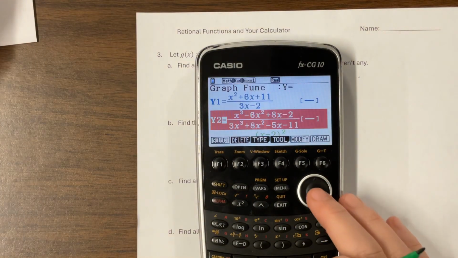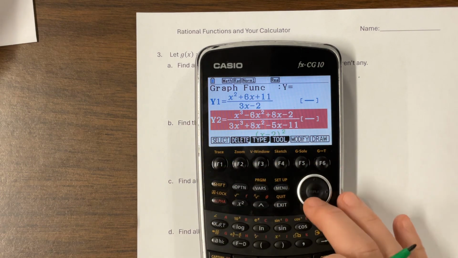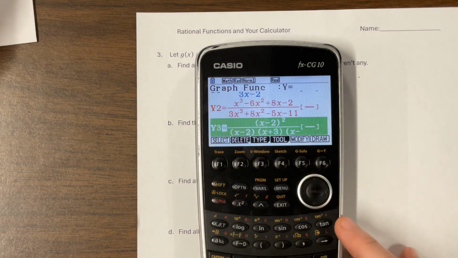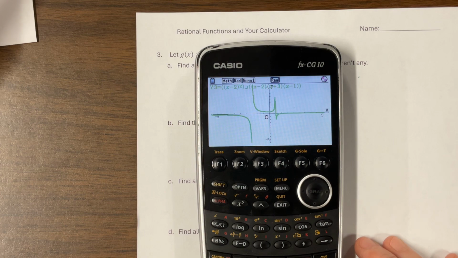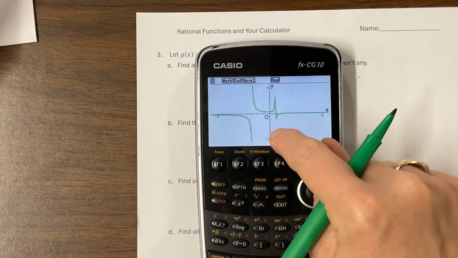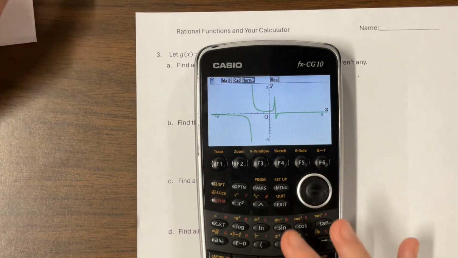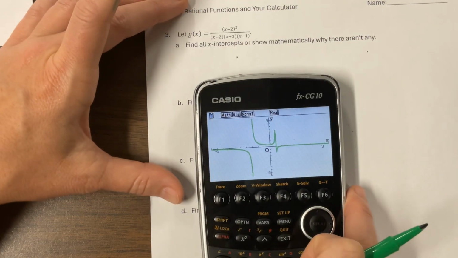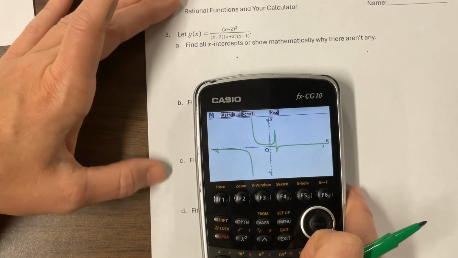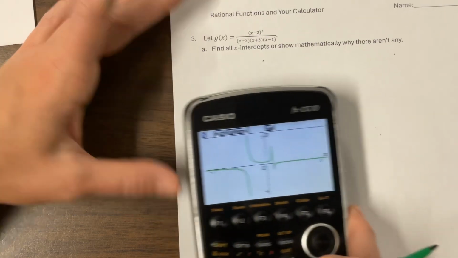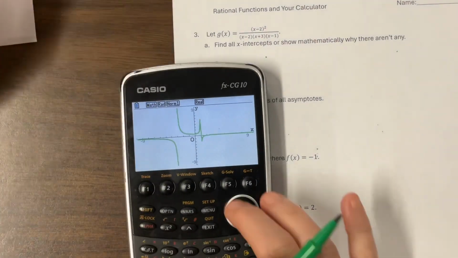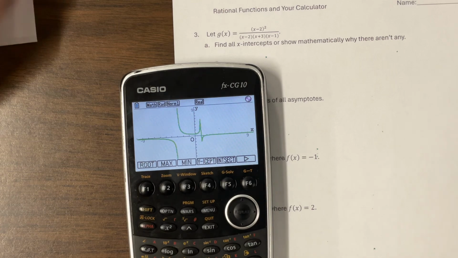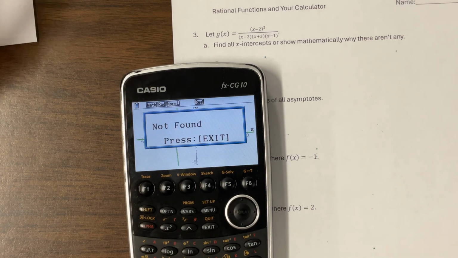And then, let's see. Okay, coming back here, turning this one off, turning this one on. Okay. I see an asymptote and an asymptote, but it's kind of hard to tell. The Desmos does a better job with showing what these asymptotes look like. Okay, find all x-intercepts and show mathematically why there aren't any. Okay, what happens with this one, let's see, gsolve root. I think it's going to tell us none. Did you know that? Well, partly I wrote this problem.